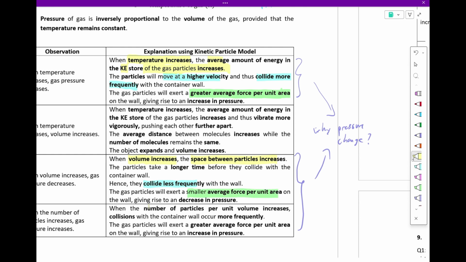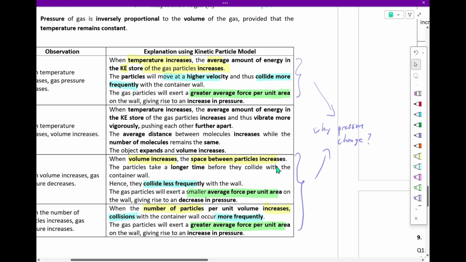Next one, if the number of particles increases, I will collide more frequently, and I will have a larger average force per unit area. So you can see the factor that changes, what's the effect, what's the outcome. It's always about the factor, whether you collide more or less frequently, then what's the result afterwards.